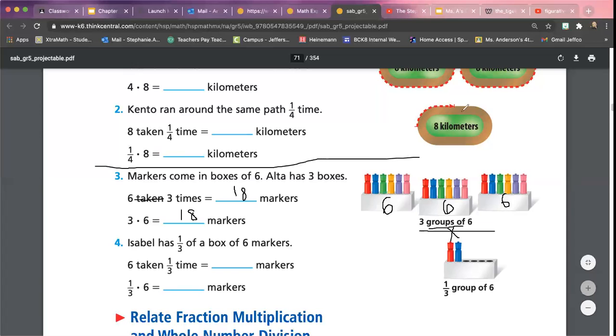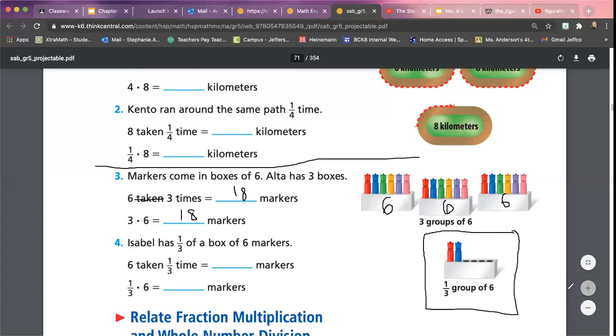Okay. So now we have Isabel. And I'm going to erase this a little bit there. So we have Isabel has 1/3 of a box of 6 markers. So this is Isabel down here. She's 1/3 of a box. How many markers would Isabel have?